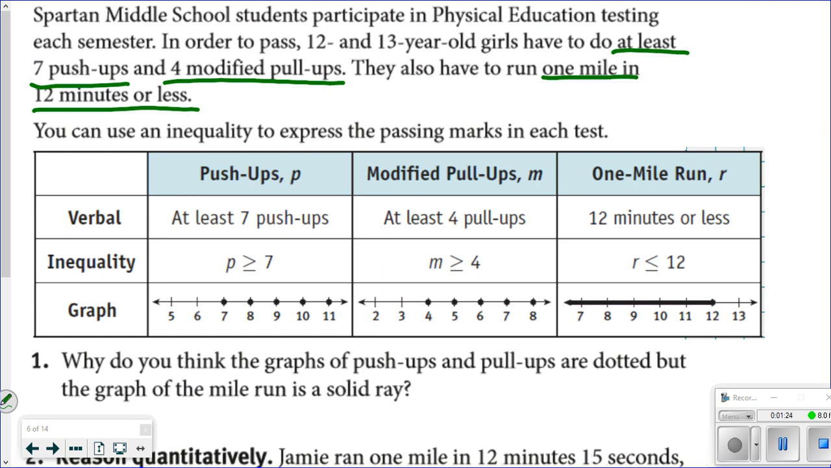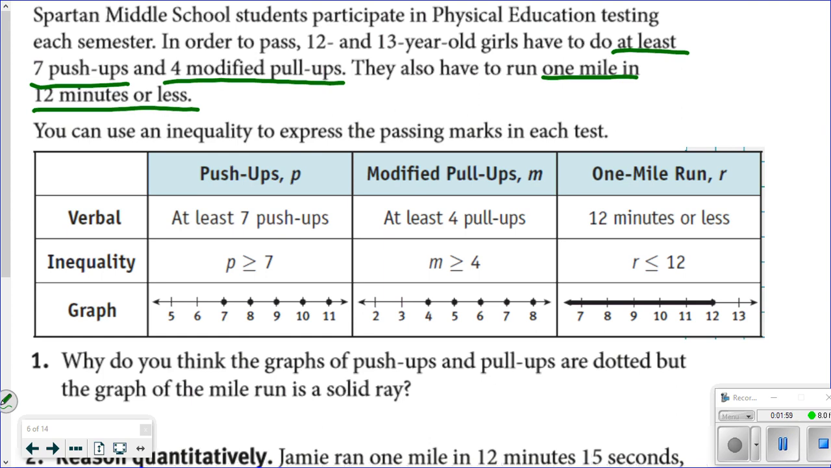And if you take a look at this table, it's going to show us 3 different representations of the same thing. We just read that they need to have at least 7 push-ups. So there's the verbal description. And then the inequality is P, push-ups, has to be greater than or equal to 7. And then you can see it graphed on the number line right below. So I have a dot at 7, 8, 9, 10, 11, etc.